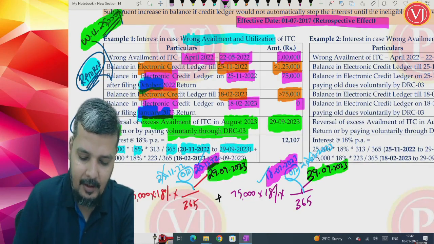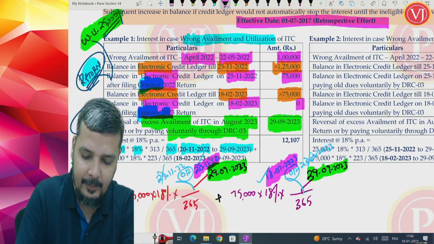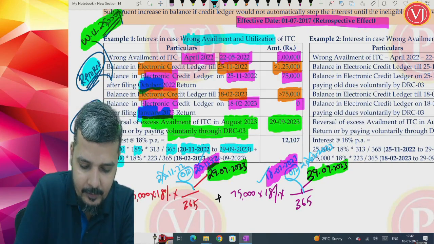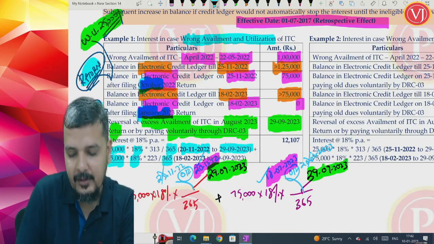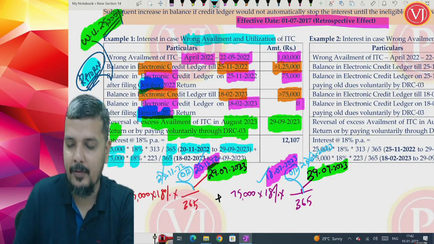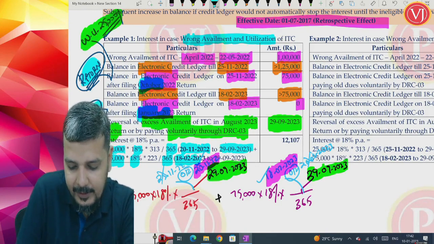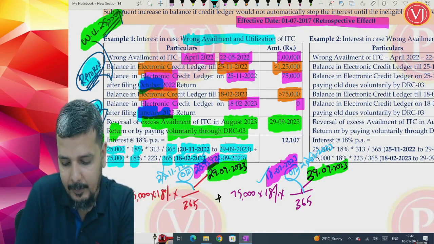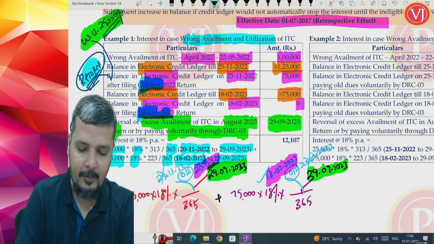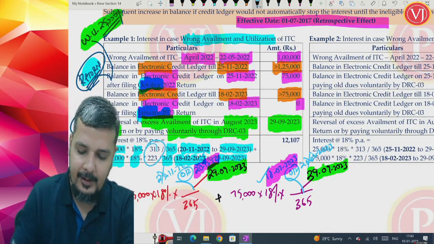So my second part of interest would be calculated in this particular way: 75,000 multiplied by 18%, number of days divided by 365. How will we calculate the number of days? It will start from 18th of February 2023 till 29th of September 2023. You need to find the number of days and do the workings.